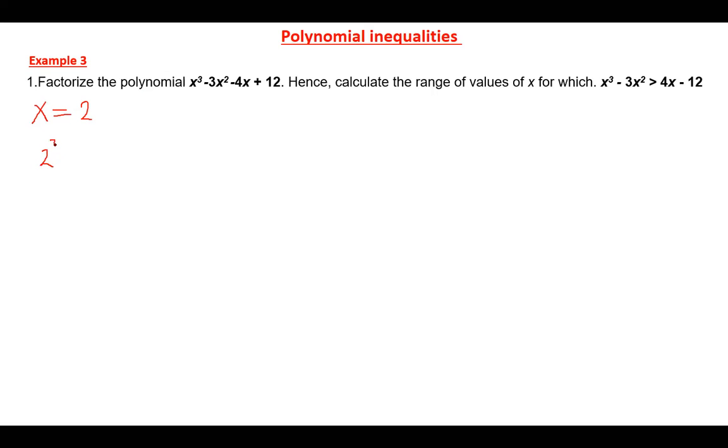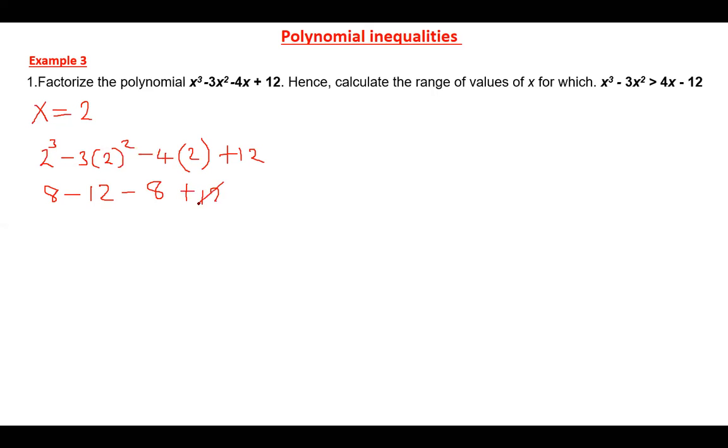So it's going to be 2 cubed, minus 3 times 2 squared, minus 4x, where we put 2 for x, plus 12. So this is going to give us 8 minus, this is 4 times 3, you get 12. And then this one is giving you 8, this one is giving you positive 12.